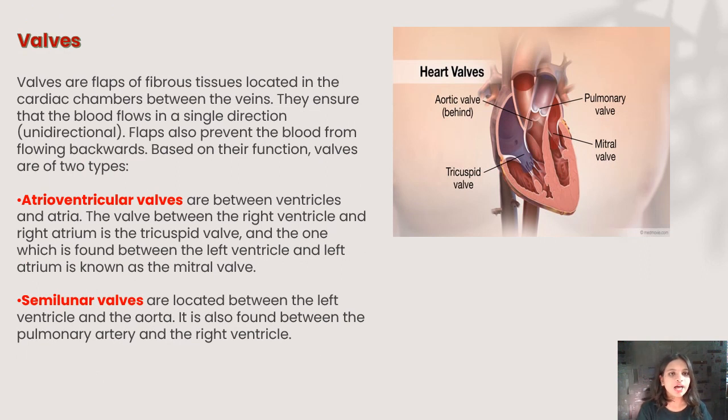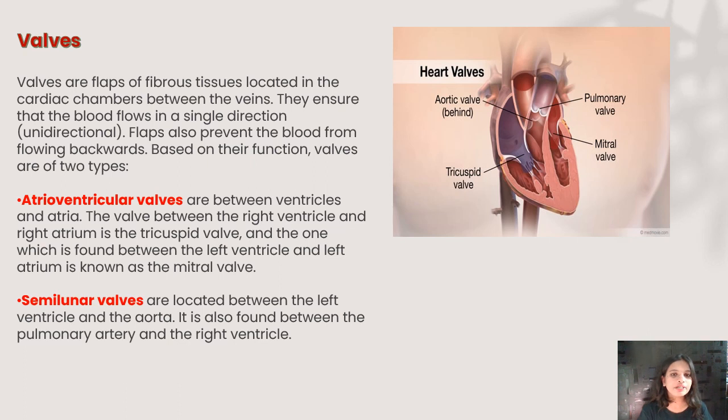Valves. Valves are flaps of fibrous tissue located in the cardiac chambers and veins. They ensure that the blood flows in a single direction, or unidirectional. Flaps also prevent the blood from flowing backwards. Based on their function, valves are of two types: atrioventricular valves and semilunar valves.